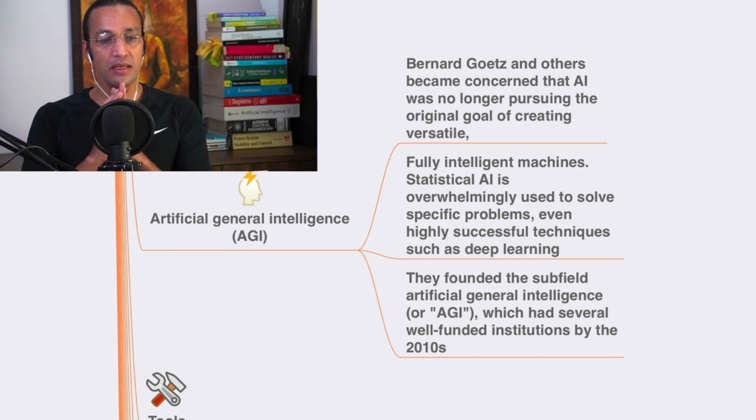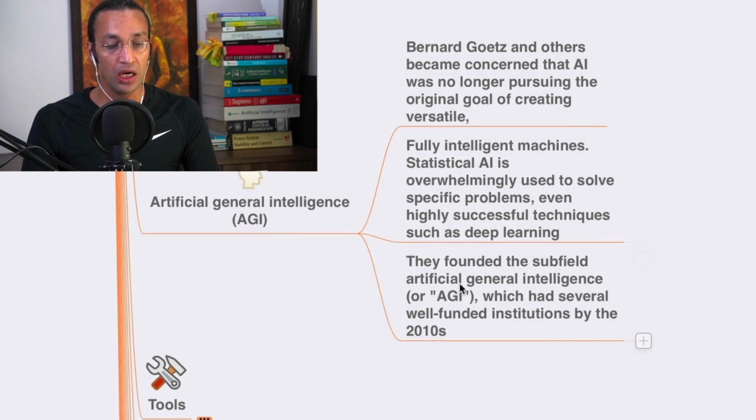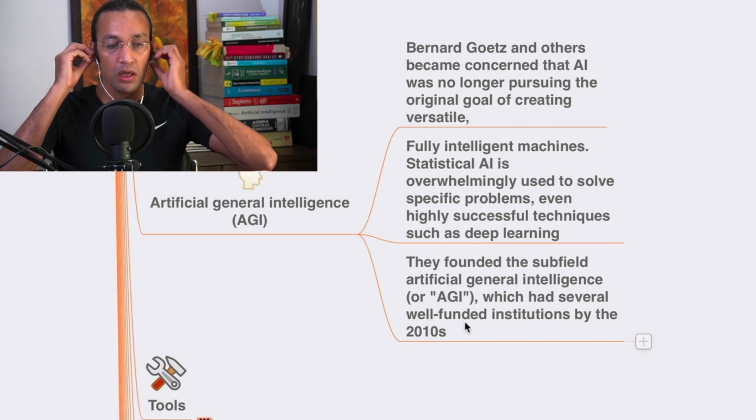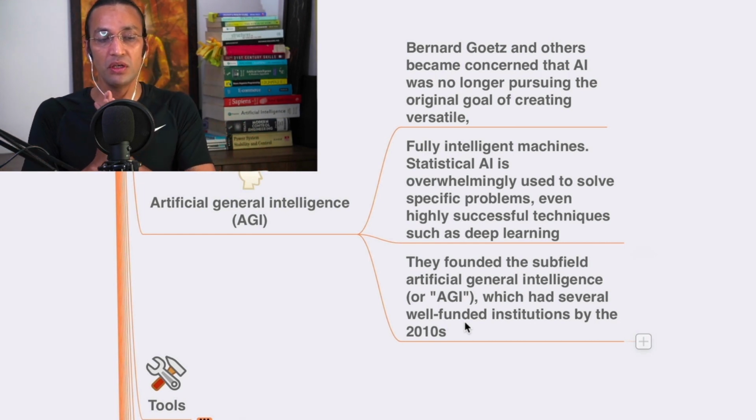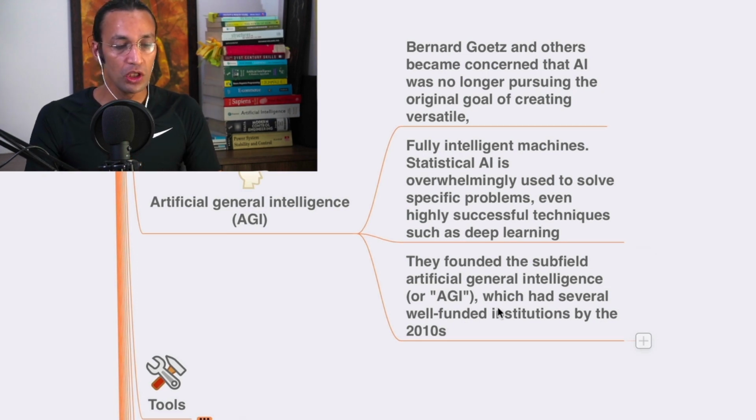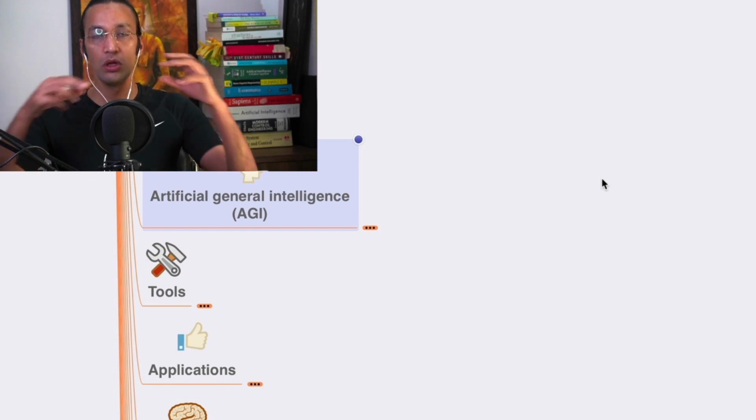Ben Goertzel and others became concerned that AI was no longer pursuing the original goal of creating a versatile, fully intelligent machine. Statistical AI is overwhelmingly used to solve specific problems, even highly successful techniques such as deep learning. They found that the subfield of artificial general intelligence had several well-funded institutions by 2010. So this is a little description about artificial general intelligence. We'll go through all the concepts and then we'll connect all those dots together.